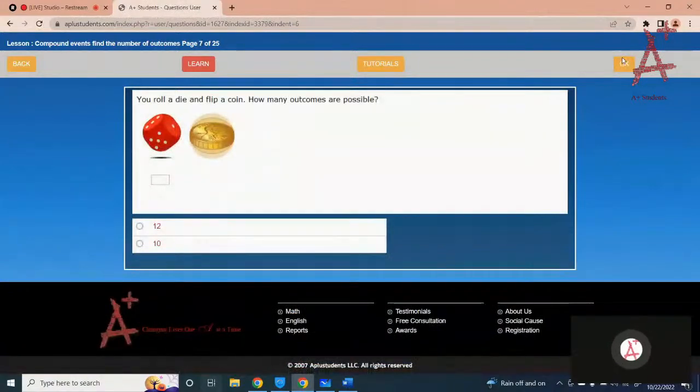Okay, the next one is you roll a die and flip a coin. How many outcomes are possible? So the outcomes on the die are 6 and the outcomes on the coin are 2. So the total outcomes are 6 times 2. That means you have a total of 12 outcomes. Got it?